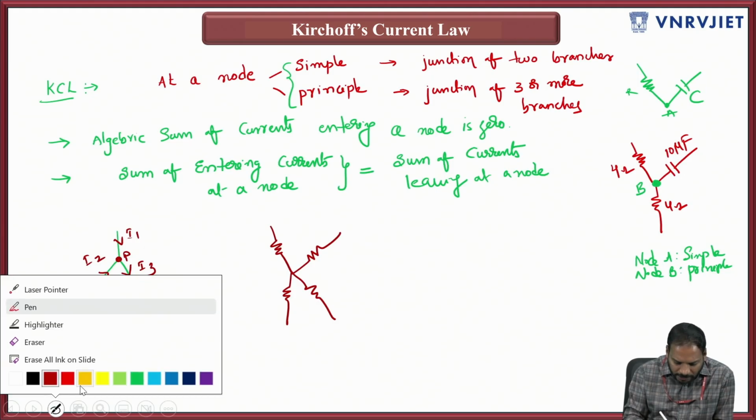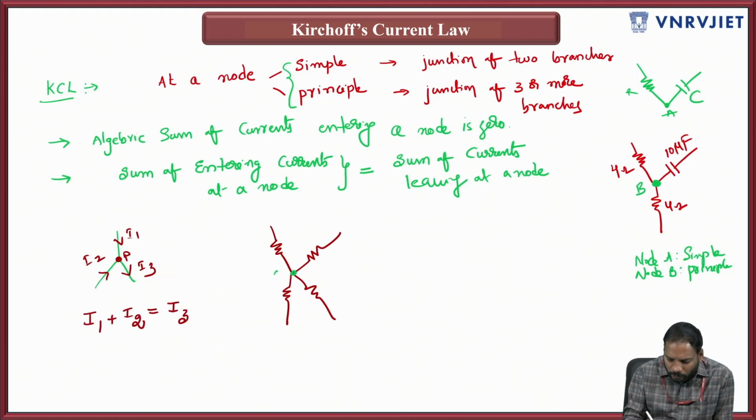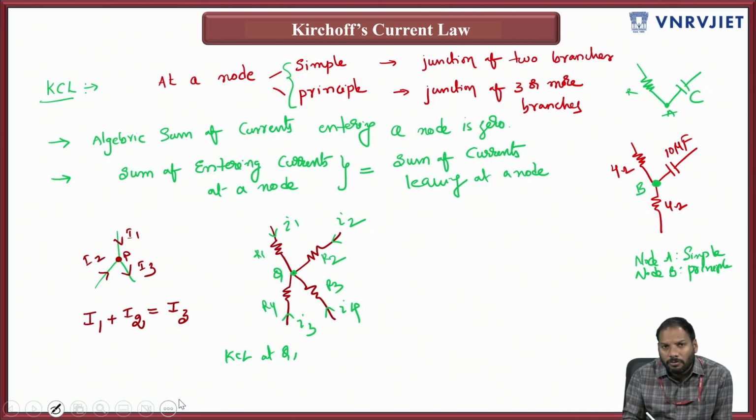There are four resistors tied together at a principal node Q, something like this, having values R1, R2, R3, R4, and the currents are I1, I2, I3, I4. So apply KCL at node Q. It is very simple. All the currents entering is equal to all the currents leaving. The currents entering are I1 plus I2 plus I3 plus I4. Here, all the currents are entering, and there are no currents leaving. So that is why it is exactly equal to 0.